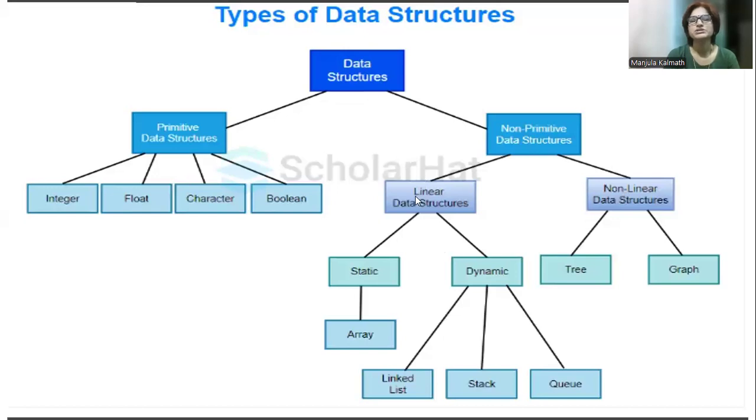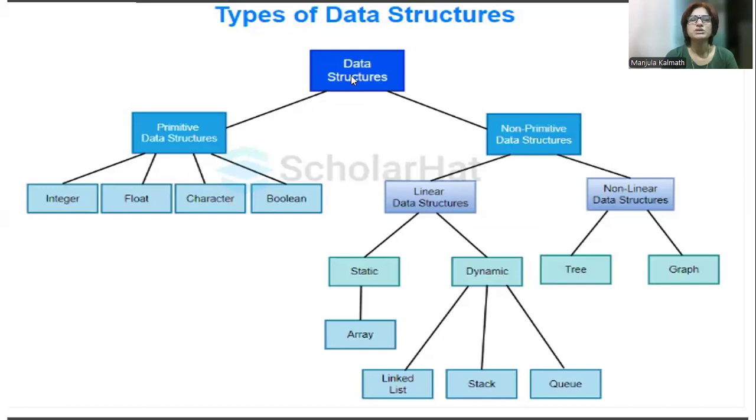In linear data structure, we have static allocation as well as dynamic allocation. Based on the memory allocation, we have a classification. An array is the best example for static allocation. In dynamic allocation, we have linked list, stack, and queue. Stack and queue can be implemented with the array also, and that is the static allocation. In non-linear data structure, we have tree and graph.